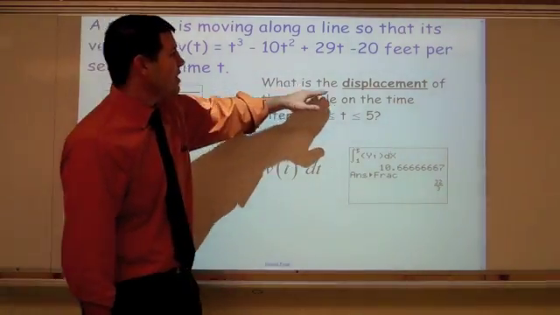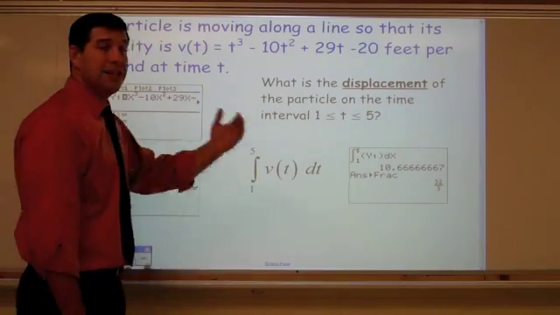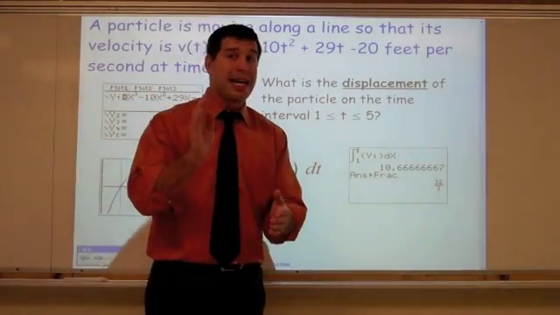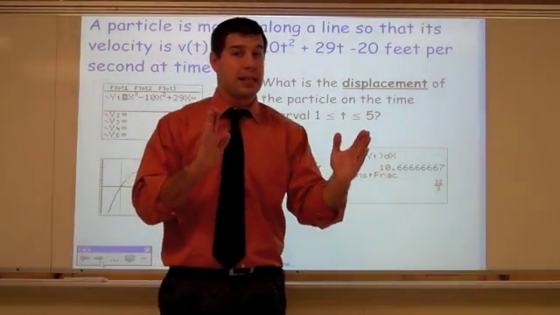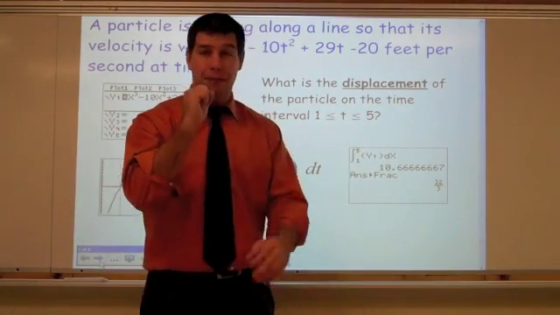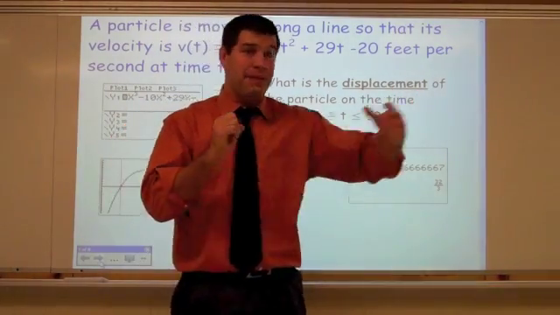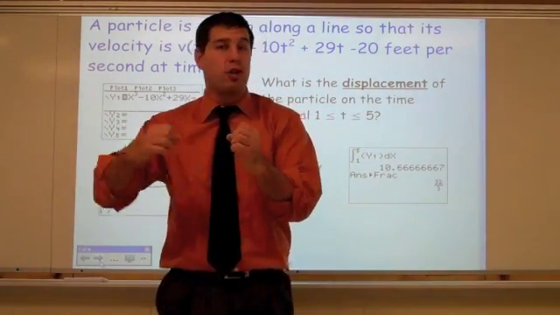This wants to know what is the displacement of the particle on the time interval 1 to 5. So from 1 second to 5 seconds, what's the displacement? If the particle started here, how far away from here is it? Did it move right? Did it move left? If it's positive 7, it would be 7 units to the right. Negative 2 would be 2 units to the left.